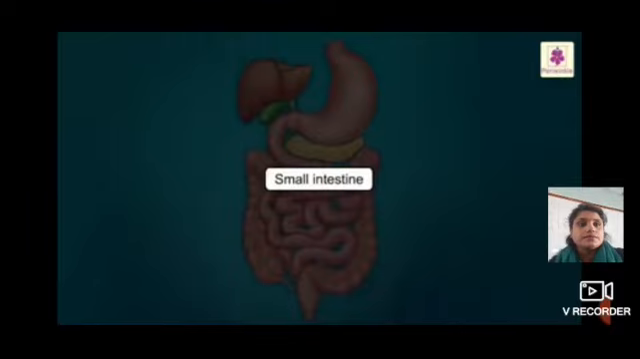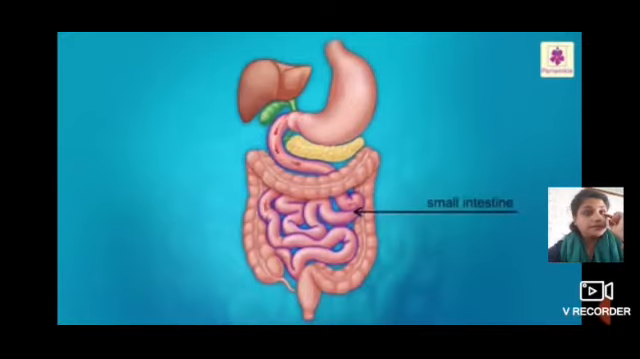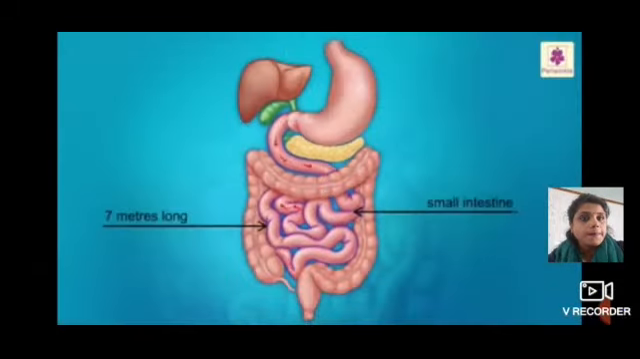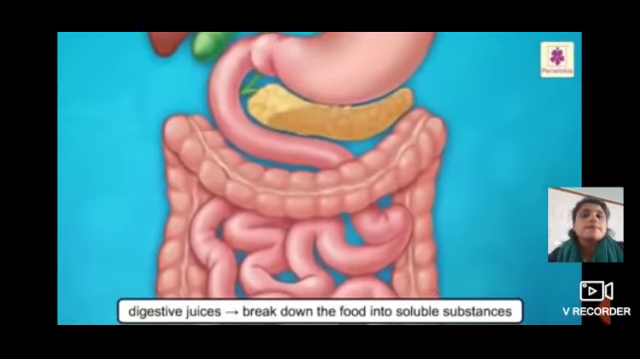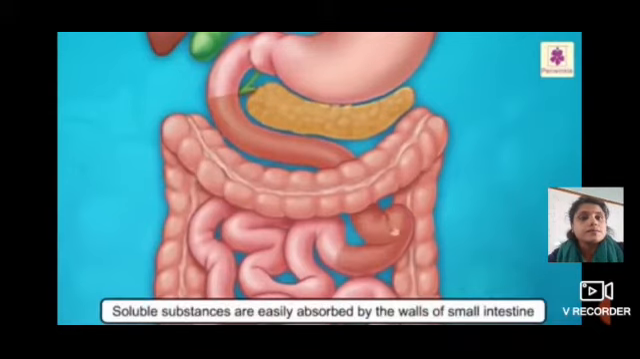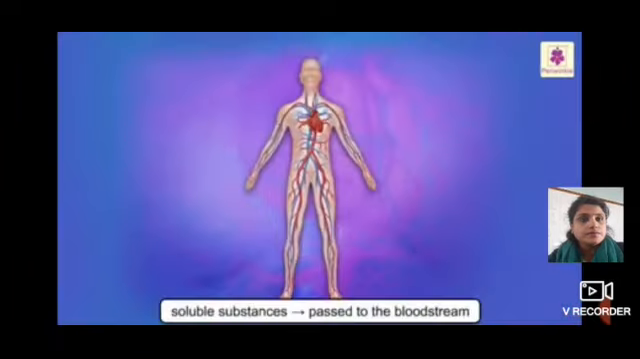Small intestine. When the food leaves the stomach, it enters the small intestine, which is nearly 7 meters long. The digestive juices further break down the food into soluble substances which can be easily absorbed by the walls of the intestine. It is then passed into the bloodstream.